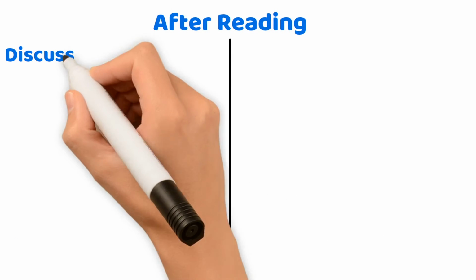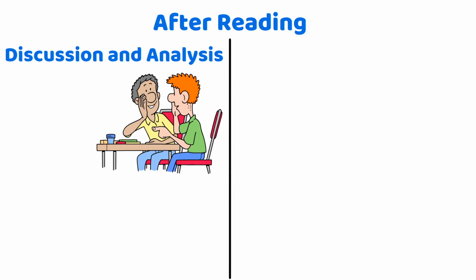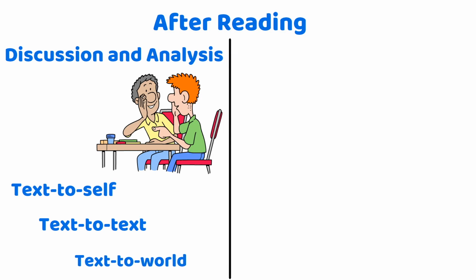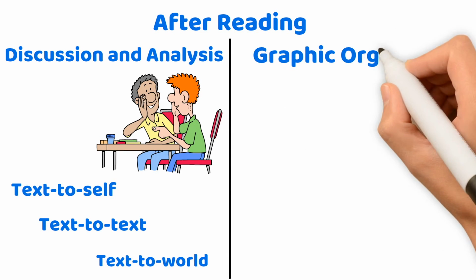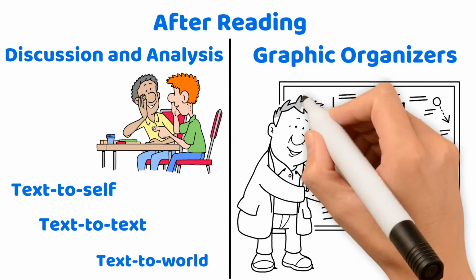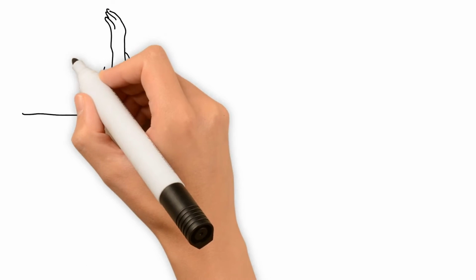After reading, discussion and analysis. Engage students in discussions that explore text to self, text to text, and text to world connections. Graphic organizers. Use tools like story maps or concept webs to visually summarize and analyze the text.